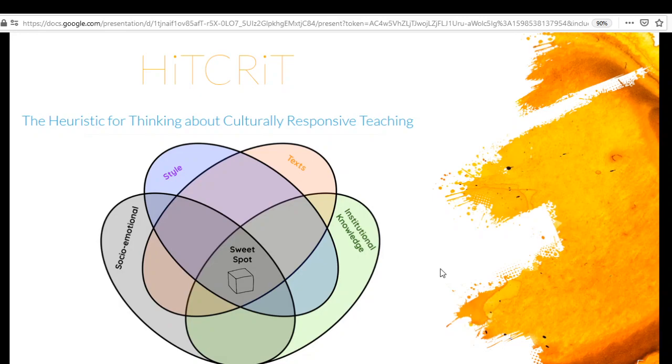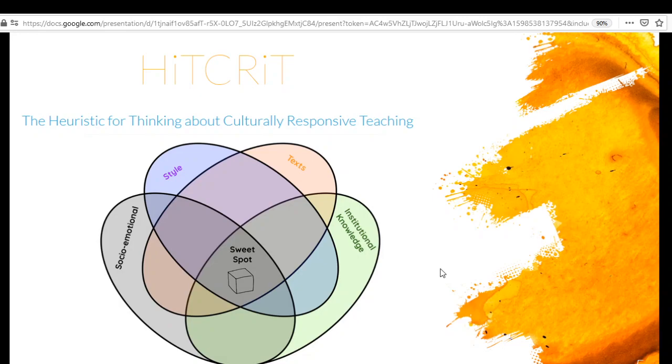and we can think about and plan for and address culturally responsive ways of thinking about each of them. And you'll notice that when they all come together and they're all overlapping, which is where we want to be, we call that the sweet spot. So that's where we want to be teaching as often as we can, as frequently as we can, is right there in the sweet spot.